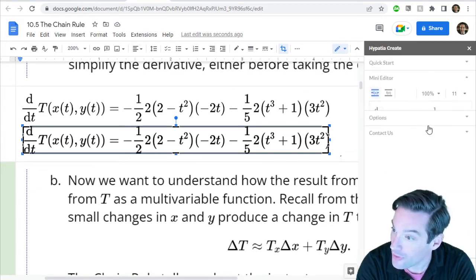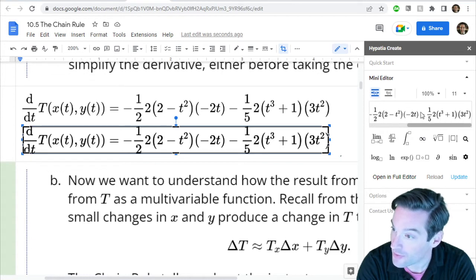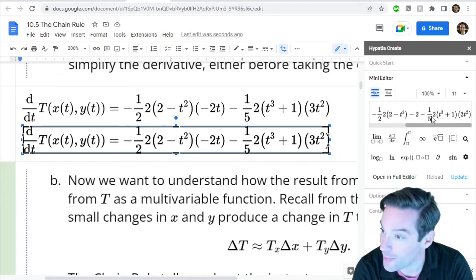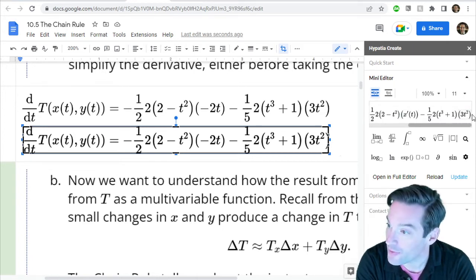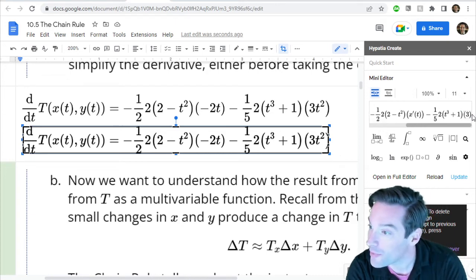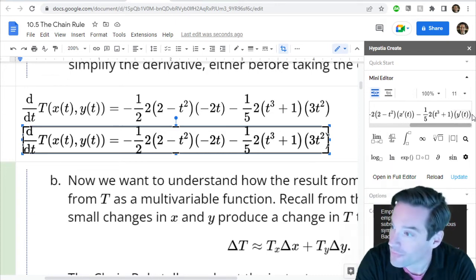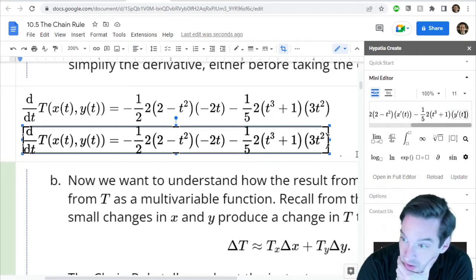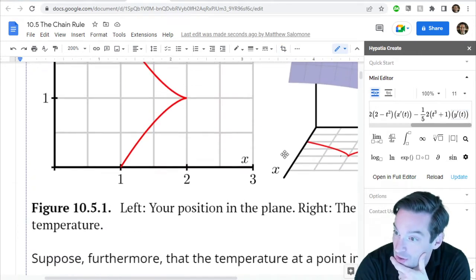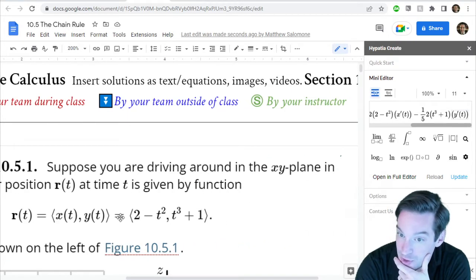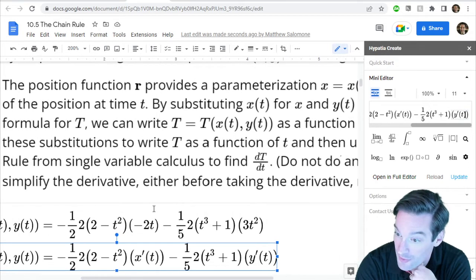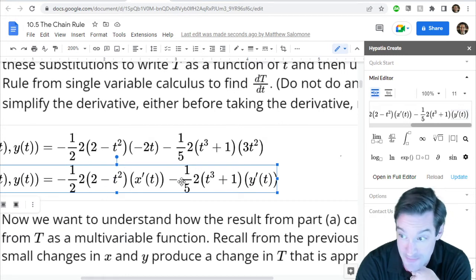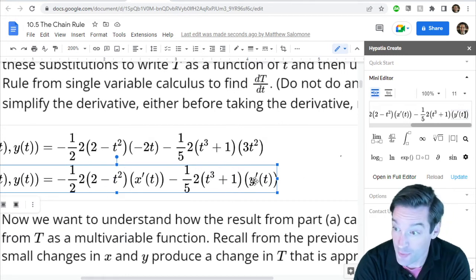But then another thing that I notice happening in this example, so this minus 2t here was x prime of t, and the 3t squared was actually y prime of t. Because I can also see the original functions x of t and y of t, so the actual original components of this parameterization, are also showing their faces in this expression. 2 minus t squared that I'm seeing right here, that actually is x of t. And t cubed plus 1, that actually is y of t.